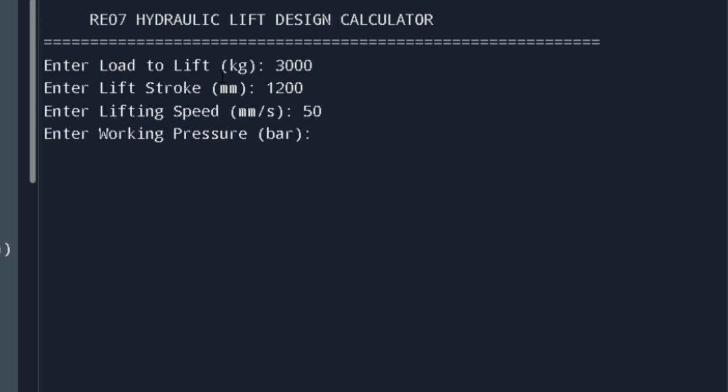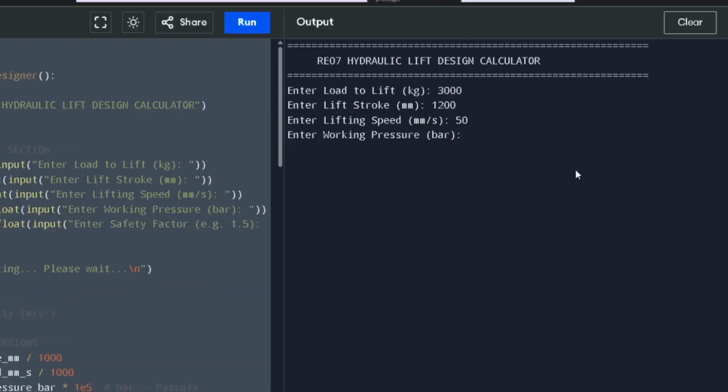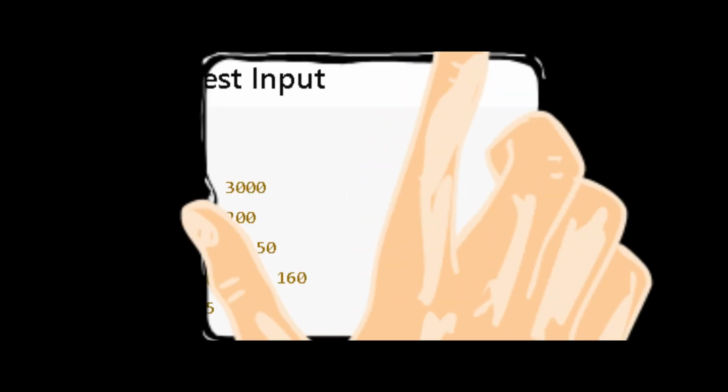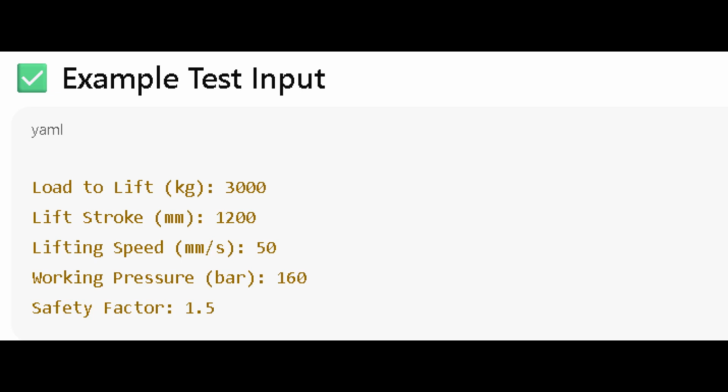And finally, the safety factor. In engineering, we never design exactly at theoretical limits. A safety factor ensures the system can handle unexpected overloads, friction losses, and wear over time. For industrial lifting systems, a safety factor of 1.5 is a common and realistic choice. These 5 values form the input section of our Python program.